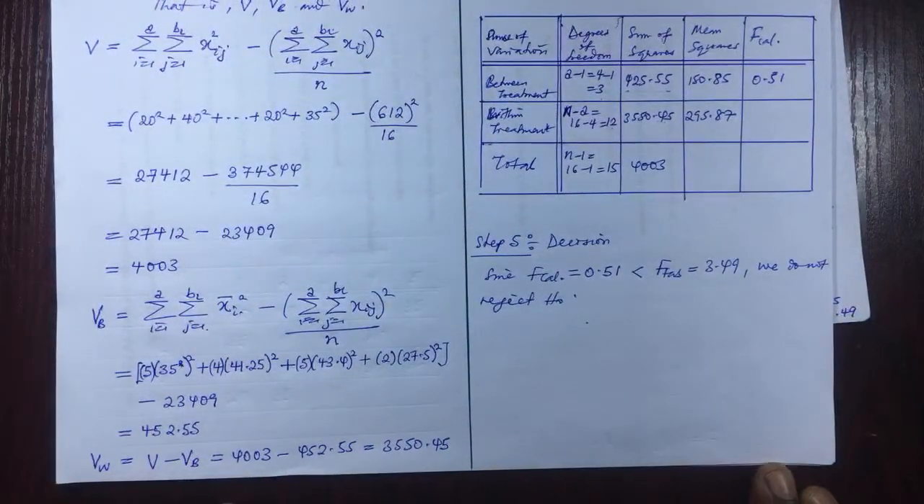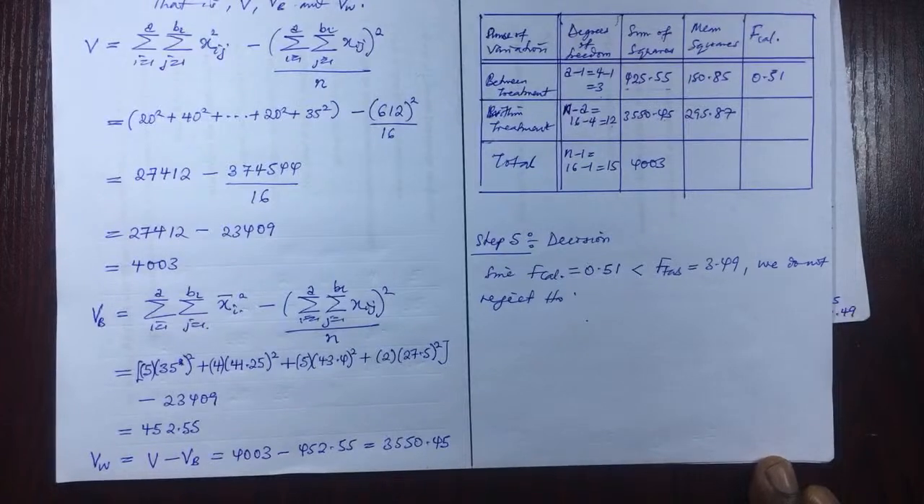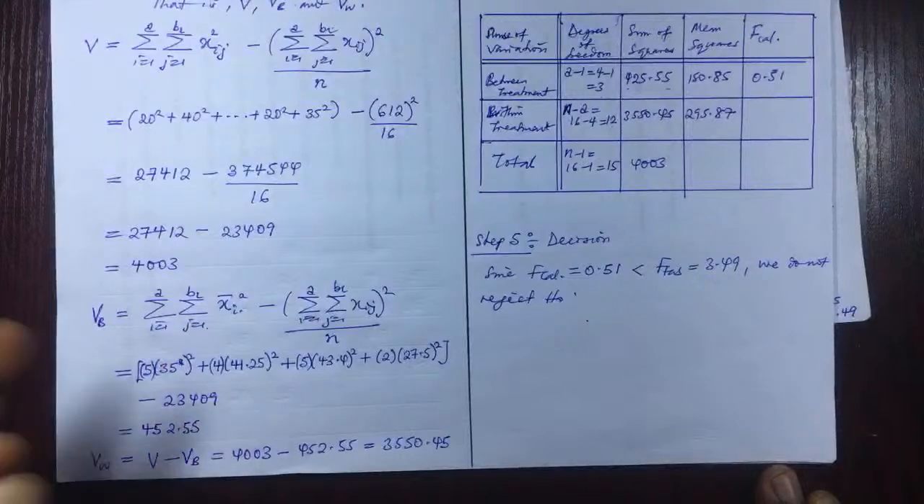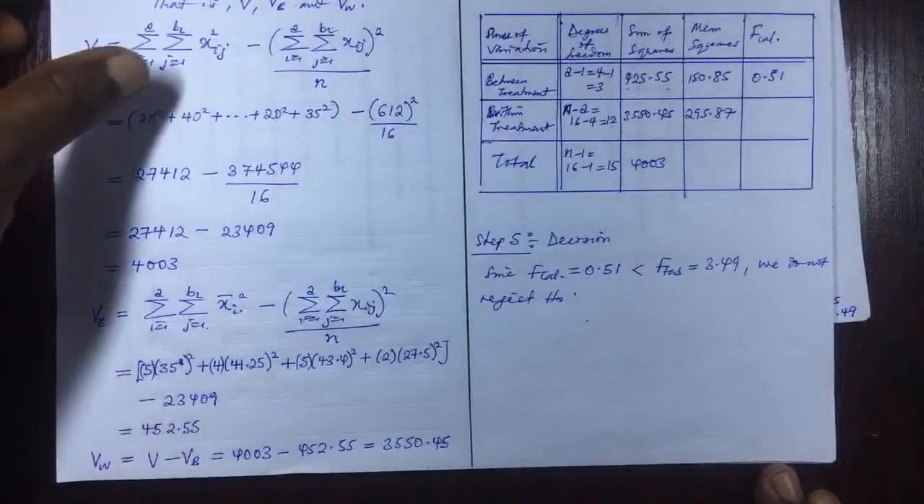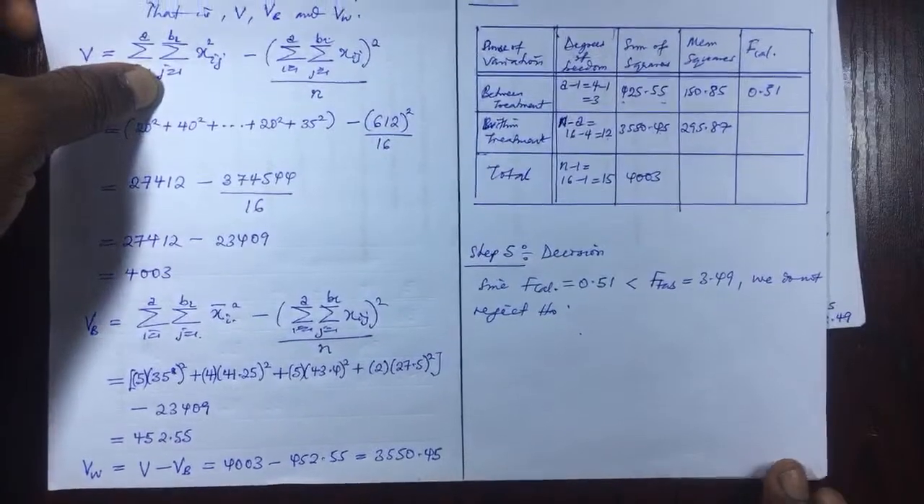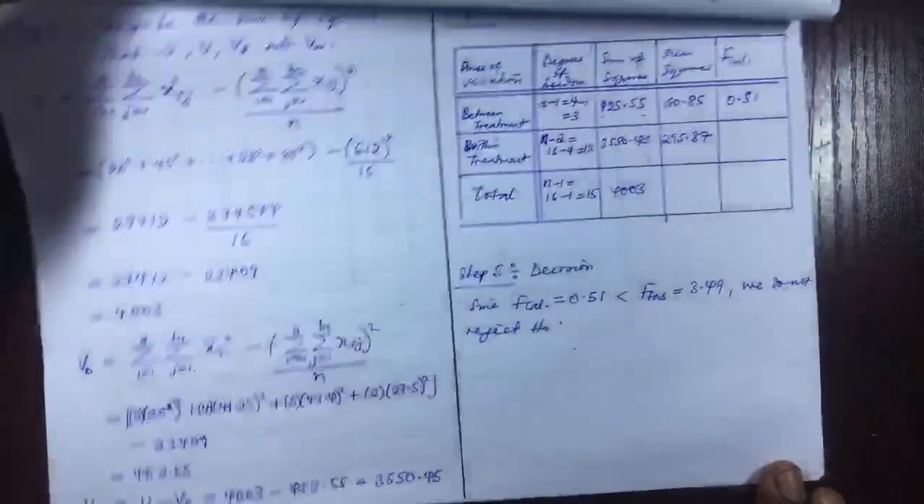Why are we making this conclusion? It is simply because for us to reject our null hypothesis, it must happen that the F calculated value should be greater than the F tabulated value. But if it happens otherwise, you do not reject your null hypothesis. And that brings me to the end of the second problem, which is a problem on one-way Anova balanced.